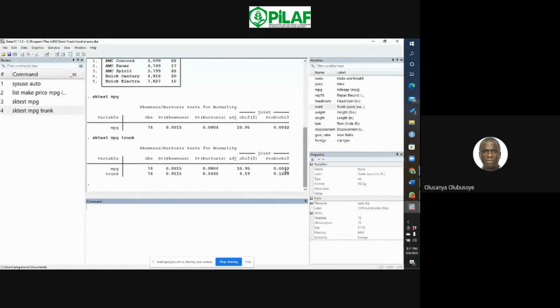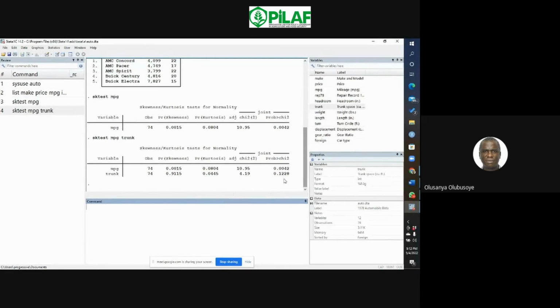So if our alpha is 0.05, you will see that the p-value of 0.0042 is far, far smaller than 0.05. So for the case of MPG, we are rejecting the null hypothesis that it is normally distributed. And therefore, we can conclude that MPG is not normally distributed.